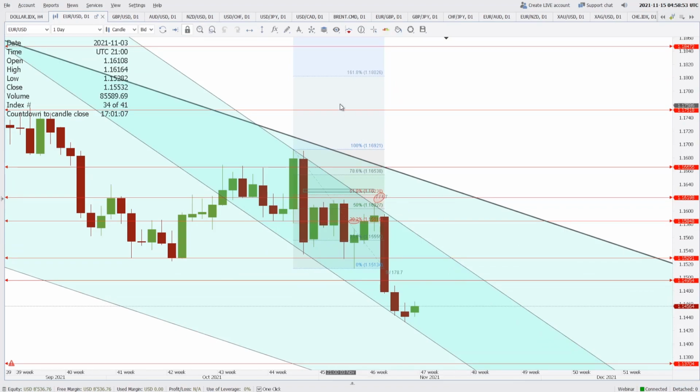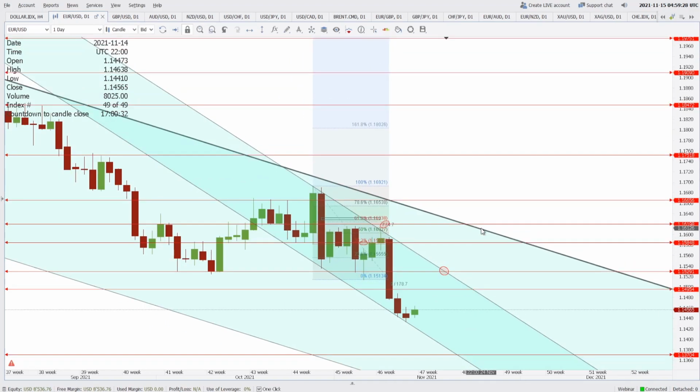And see, here it is a confluence. Here we have a confluence of two resistances, that is this horizontal level and this falling channel's resistance line, which will be observed on 18th of November if price meets this area, or price is at 1.1530 area on 18th of November. So you have to keep an eye on this. If you see the price going here, then one can open a short position with a small stop loss higher than 1.1530 and targeting 1.1495 and 1.1370 as the targets to the downside.